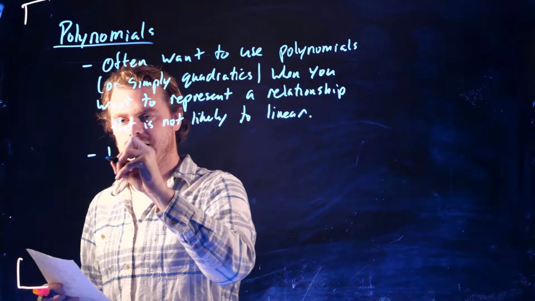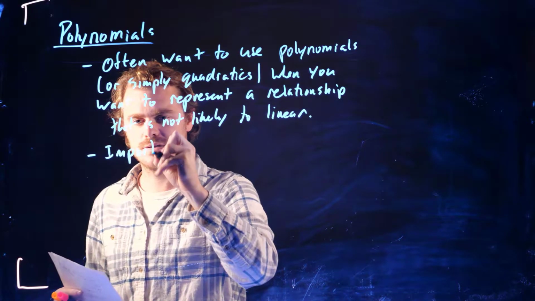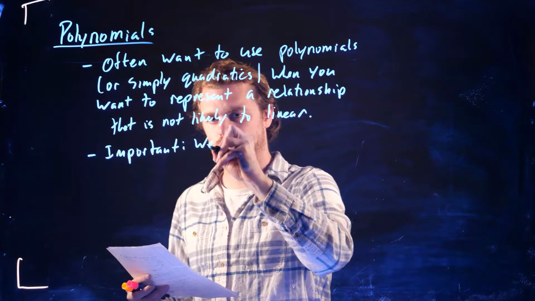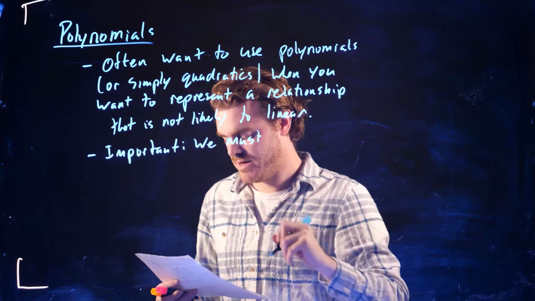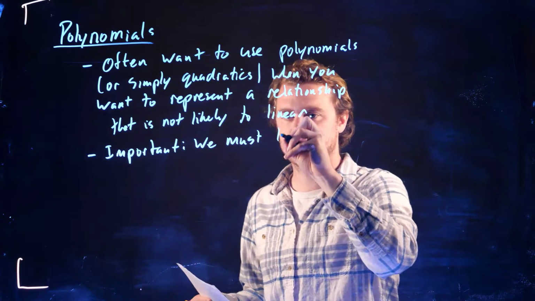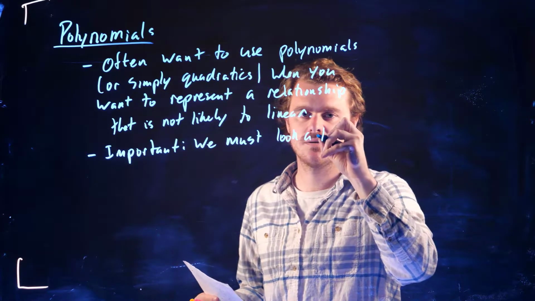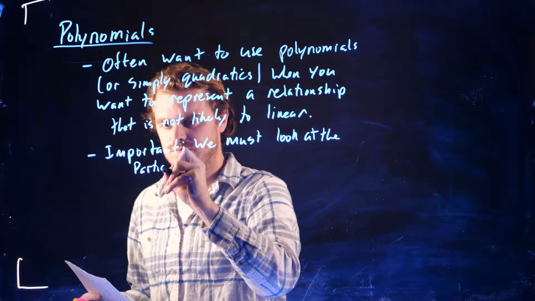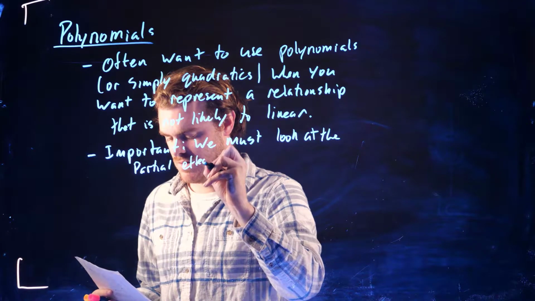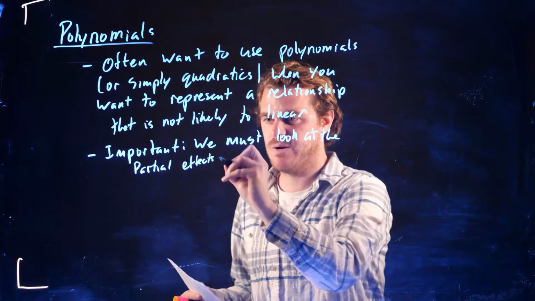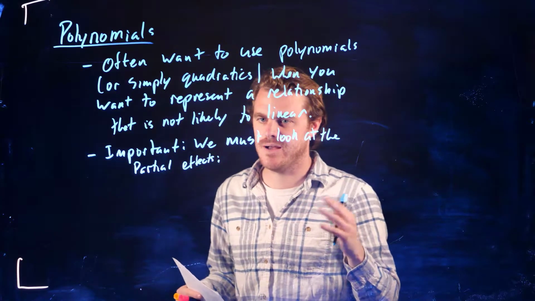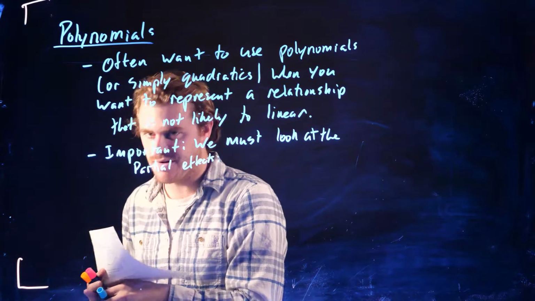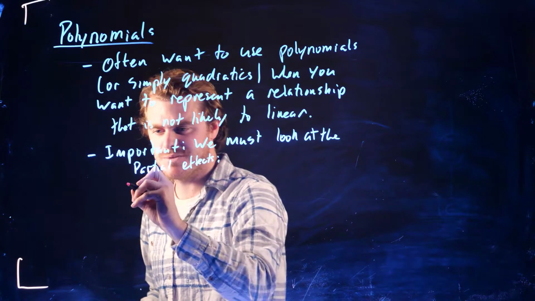So it's important we must look at partial effects. And we'll see how this nonlinearity is taken into account. So let's say we have, and let's use a different color. It looks very blue on this board.